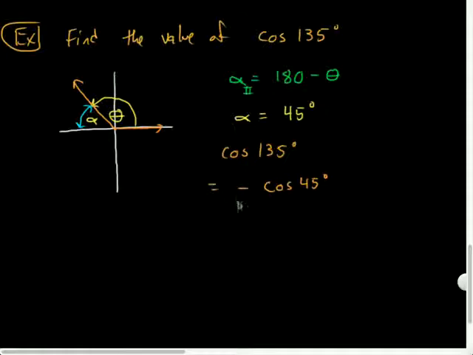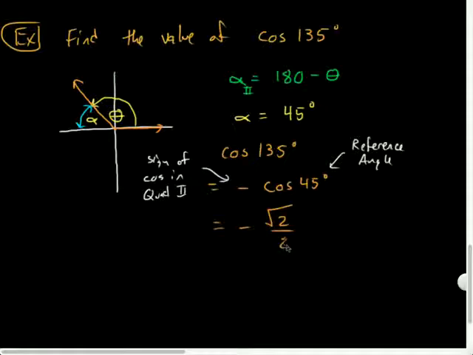All right? So maybe I'll actually write a little note. Sine of cosine in quad 1, or sorry, 2. And the 45 is the reference angle. So what is cosine of 45 degrees? Did we have it memorized? It's negative something. Root 2 over 2. Precisely.